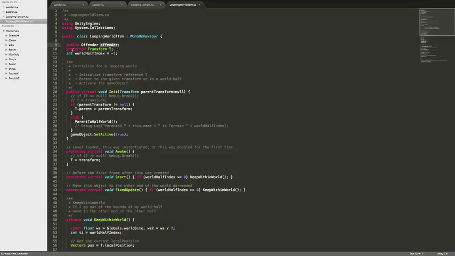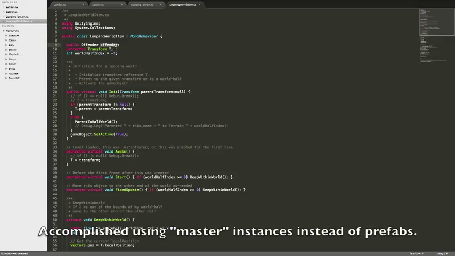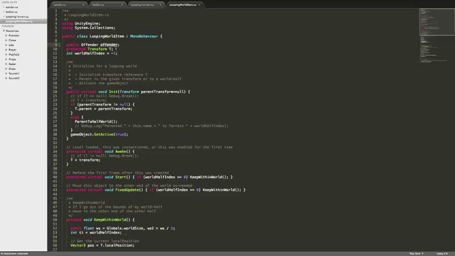Part of that reasoning is that it may change in such a way, like I might have the world halves actually, I want them to be updated during the game or change from level to level, then I'd like to be able to change those values.